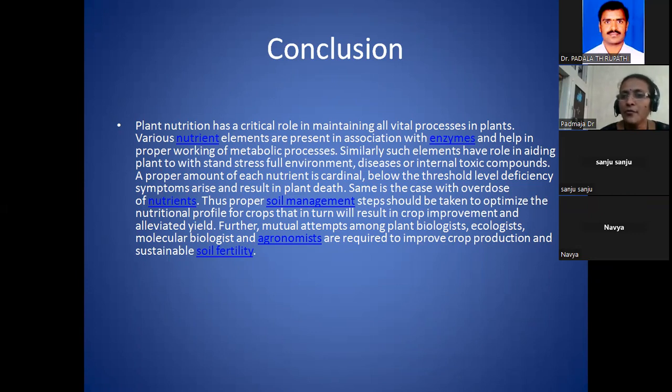And a proper amount of each nutrient is cardinal, above the threshold. That means this much amount is essential for plant growth, for every element. If it is beyond that or less, it may affect plant growth and development, symptoms will be shown, and it may even lead to the death of the plant. The same is the case with an overdose of nutrients. Thus proper soil management is very, very essential.